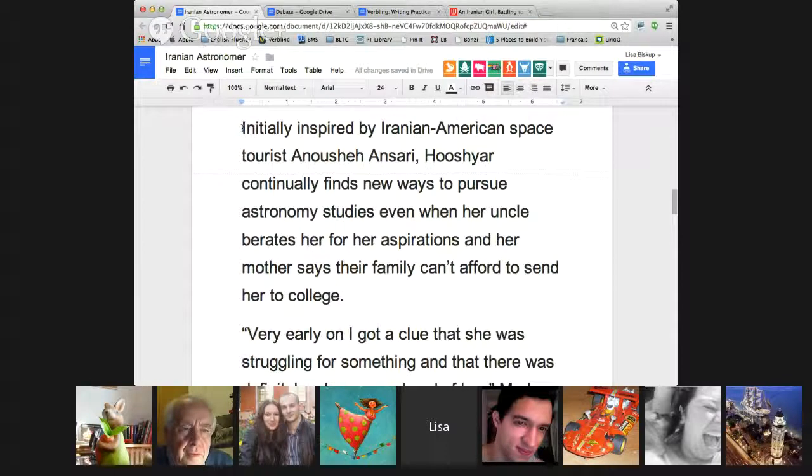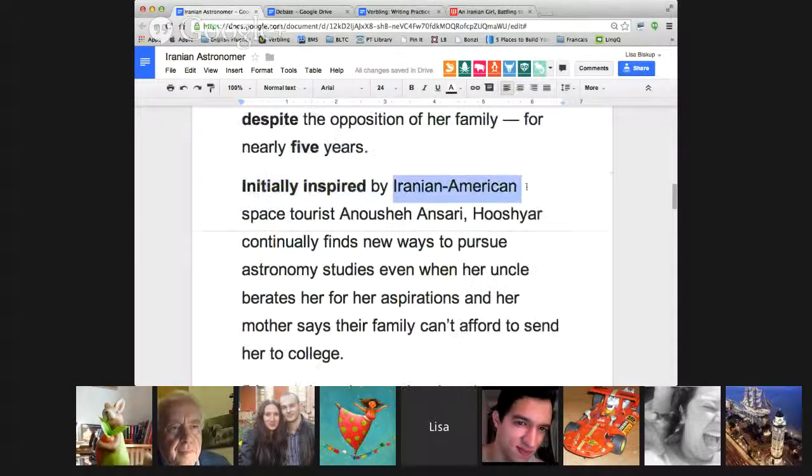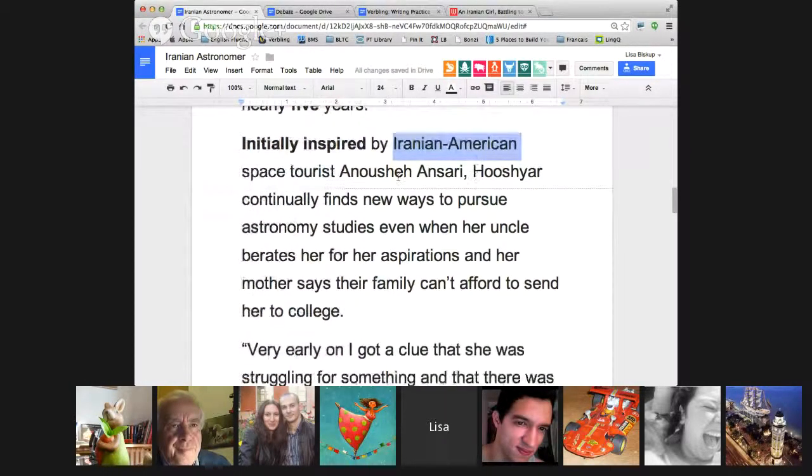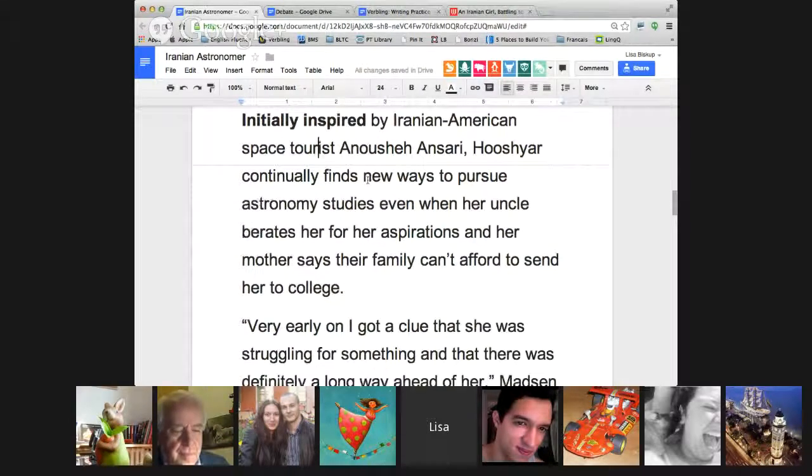Good. So initially means in the beginning. So in the beginning, when she first started this, she was inspired. So she liked the idea. This person, who I'm not familiar with, but apparently an Iranian American, was famous for being a space tourist. I actually don't even know what that means. I'm not sure if this person went on a rocket or something out in space. I would have to look that up. And it's probably talked about in the movie.